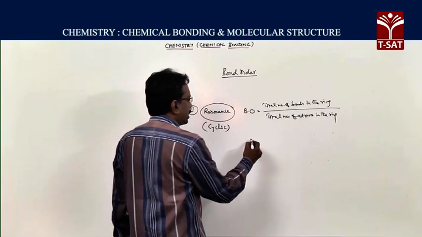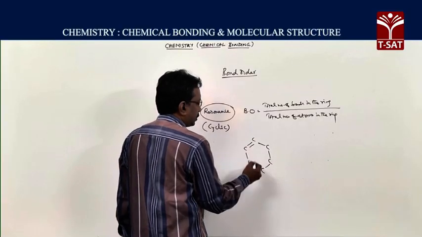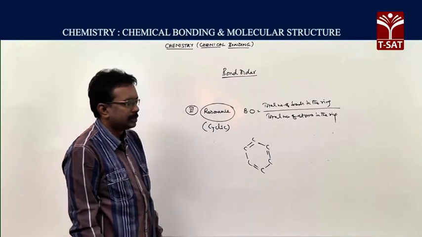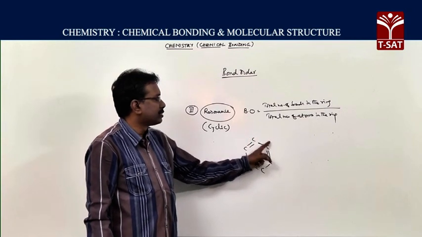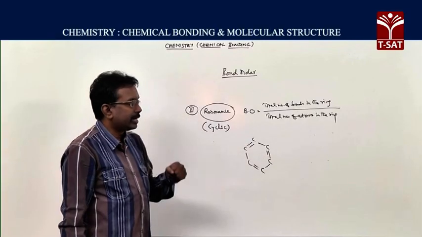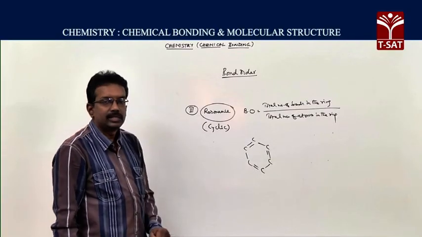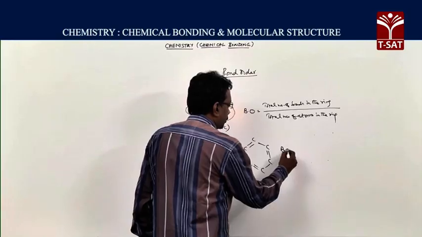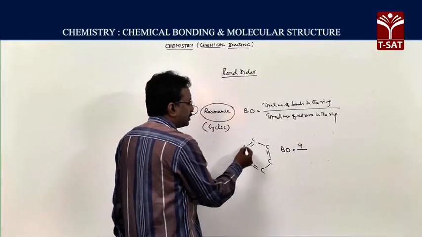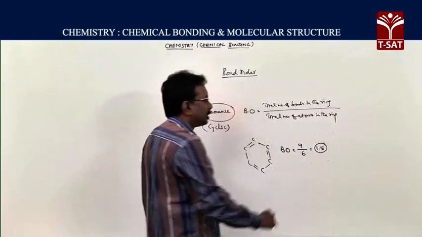For example, I am going to benzene. One of the resonating structures of benzene, we have hydrogens also. Carbon hydrogen no problem, because carbon hydrogen all are single bonds only. So, if you have carbon hydrogen, bond order is 1, but now I am asking here carbon carbon bond order. In benzene molecule, carbon carbon bond order is equal to total number of bonds in the ring, means 9, by total number of atoms in the ring, that is 6. That means bond order is equal to 1.5.